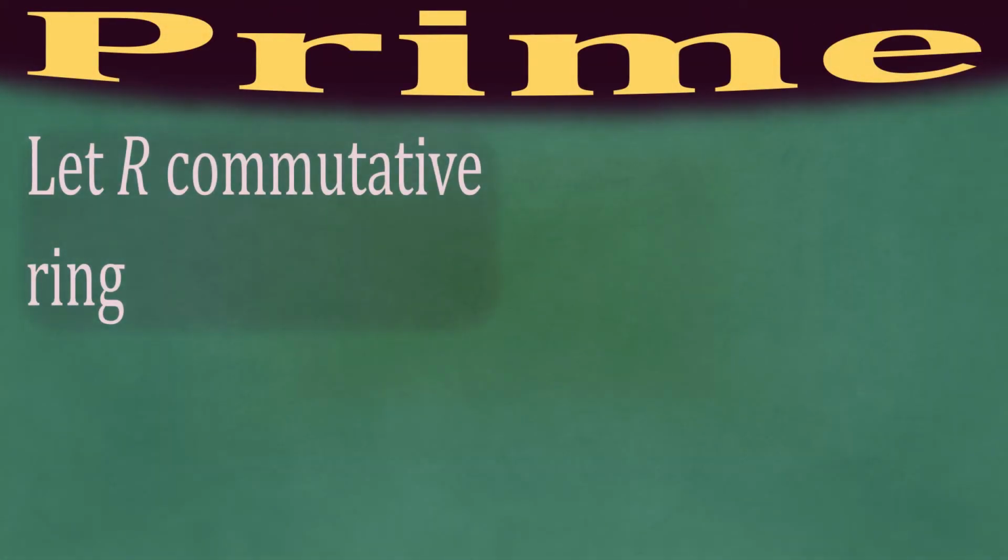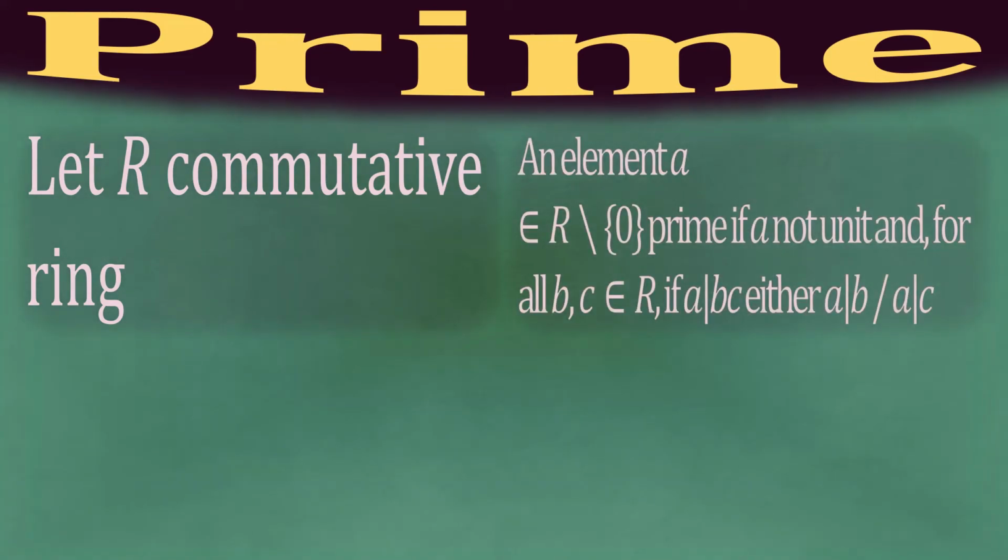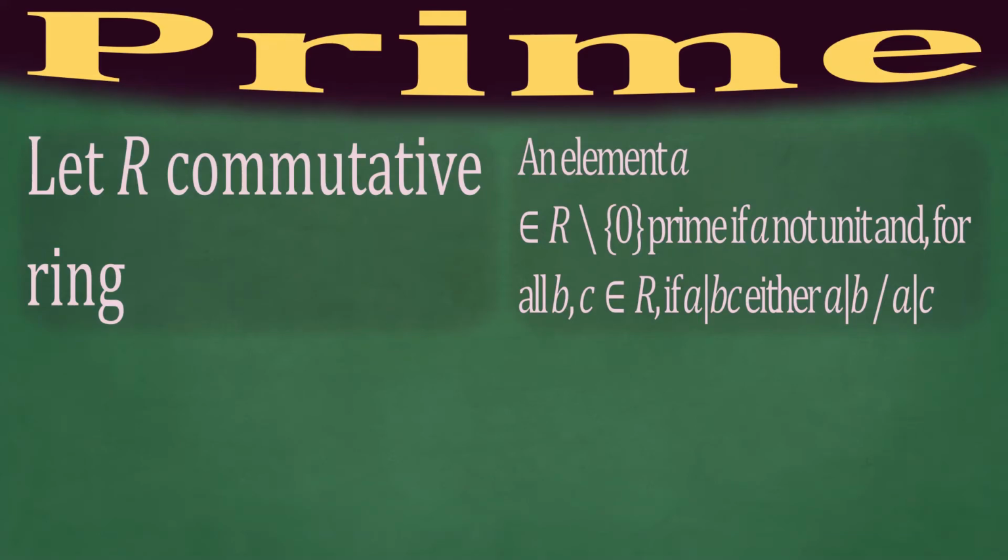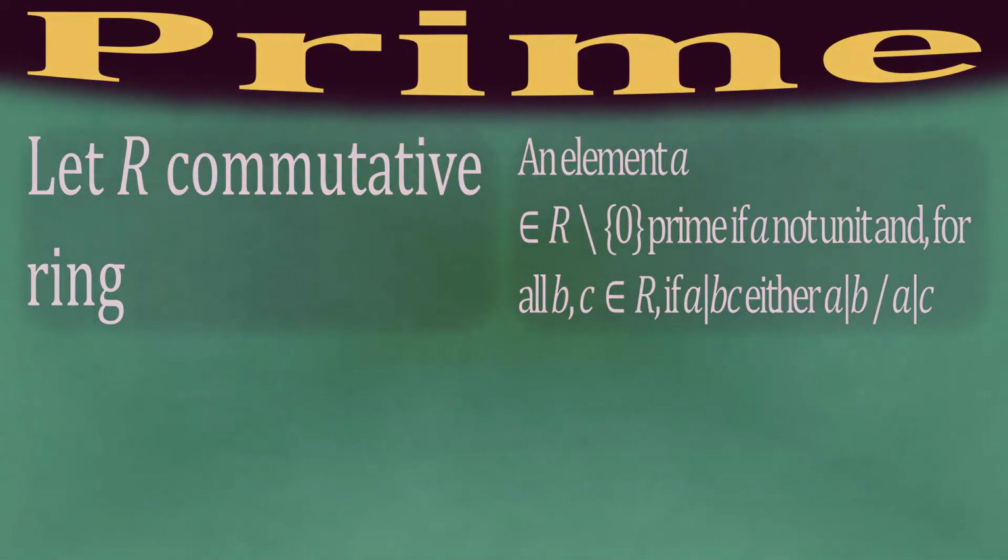Next, let's define being prime. Let R be a commutative ring. An element a in R, nonzero, is prime if a is not a unit, and for all b, c in R, if a divides bc, then either a divides b or a divides c.